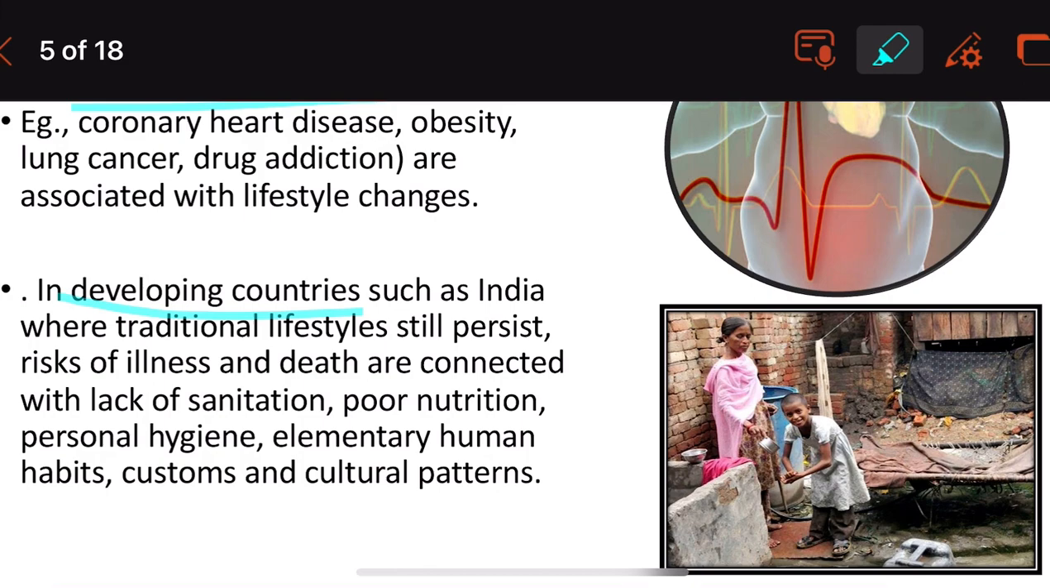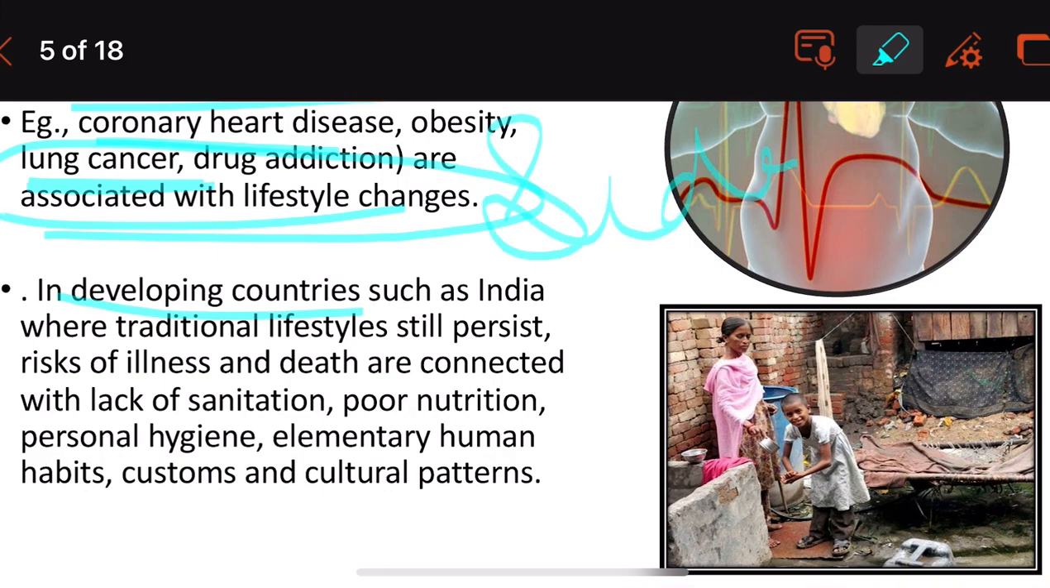In already developed countries, there will be lots of smoking, alcohol, drug addictions, and obesity, leading to coronary heart diseases and lung cancers. It is associated with lifestyle changes. More sedentary lifestyles are followed here. In the developed countries, obesity is seen, whereas in developing countries, like India, where the country is still developing, the traditional lifestyles are still persisting.